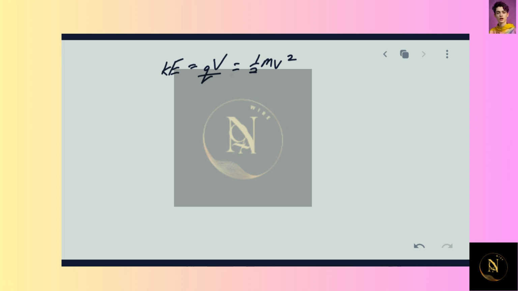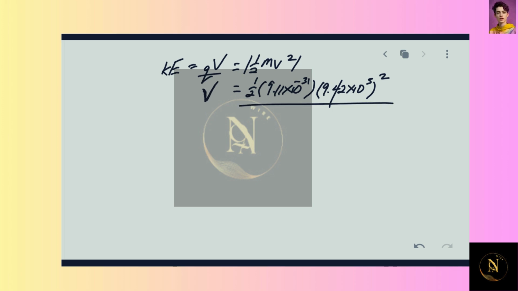So therefore, we just have to substitute in all the values. Half m v squared equals q times V. But we only want the potential difference V, so we divide away the charge of the electron. And we should get about 2.52 volts.